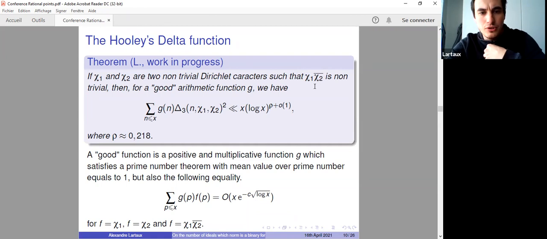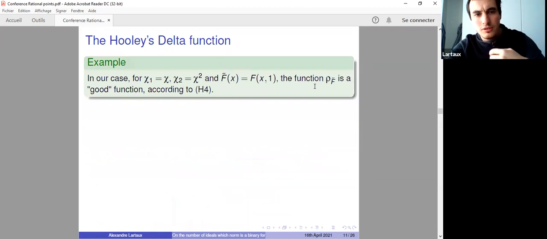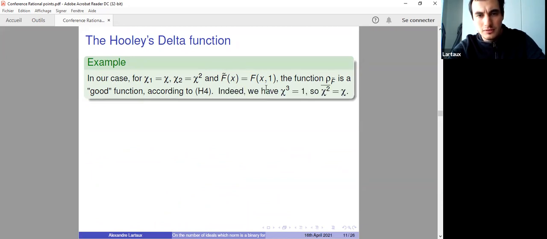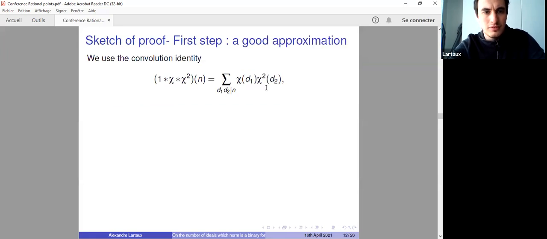Now I will tell you about the sketch of proof of the theorem. In our case, f tilde is also a good function because f is irreducible over k. So what is the strategy to prove the theorem?